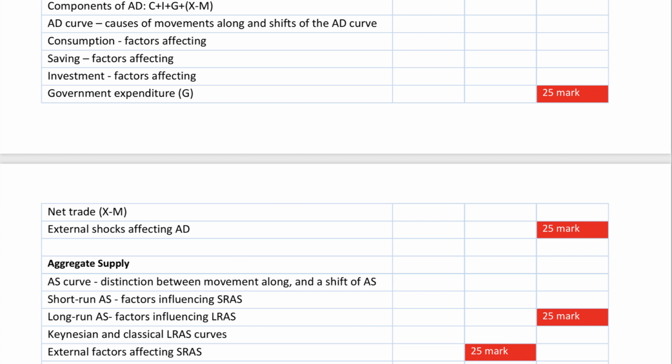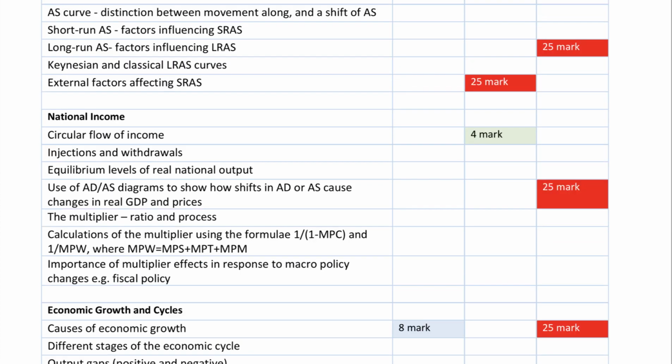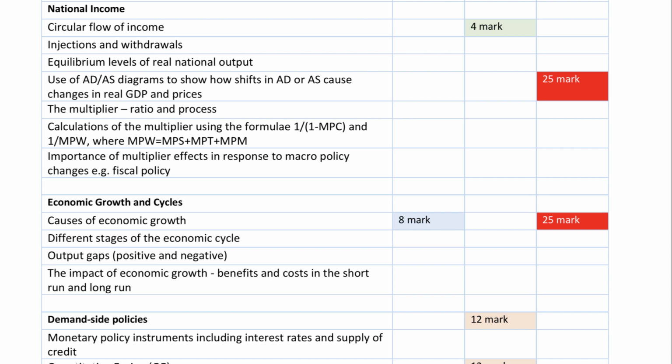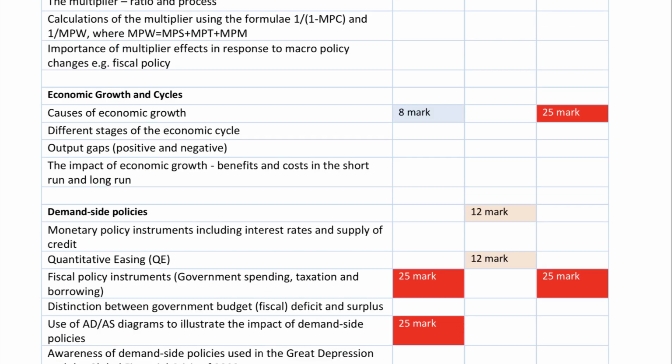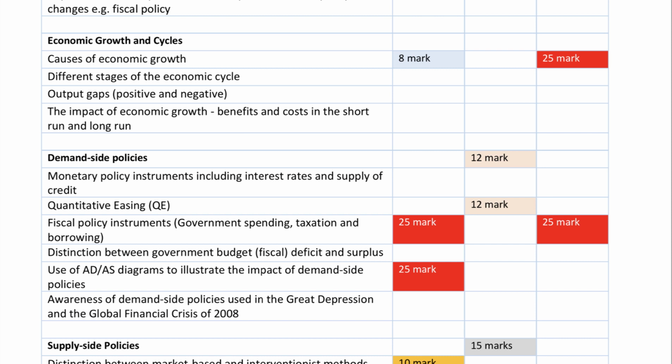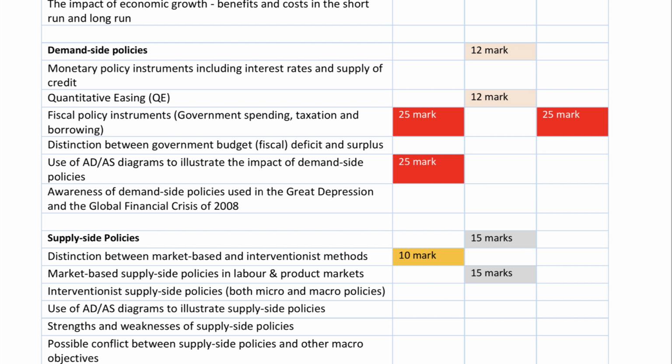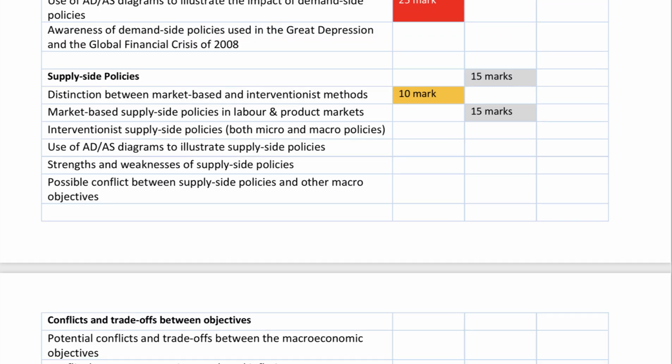Of course, you're going to be using AD/AS analysis in whatever question comes up. You're going to be using that kind of analysis and making hopefully confident analysis to help your arguments. National income, economic growth, output gaps hasn't really yet appeared. Quite a bit on fiscal policy. We've had questions on government spending. We've had questions on austerity. Not a great deal yet on interest rates. Could interest rates be a focus in 2019? And of course, you need to know your supply side policies. That is just fundamentally important. And again, there hasn't been a major 25 mark question yet on that.